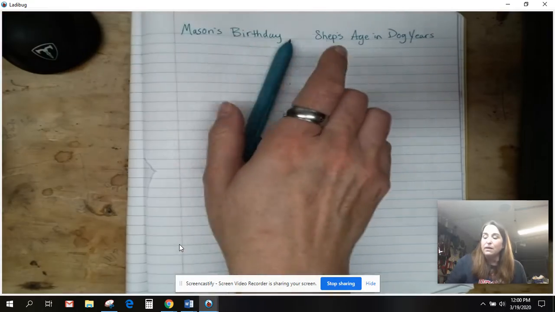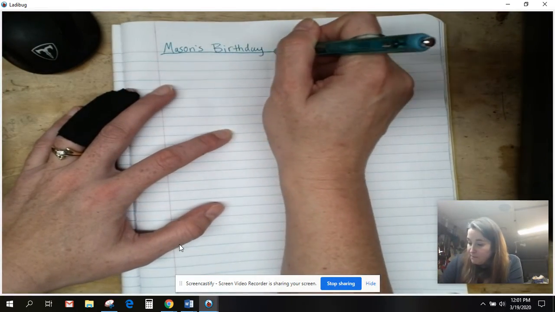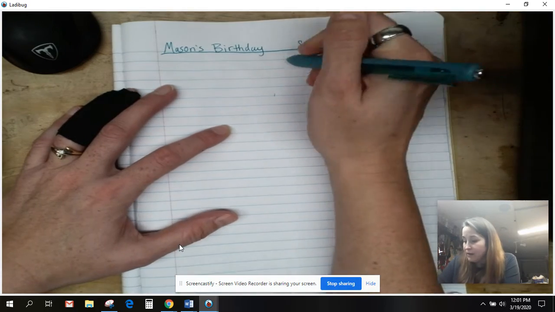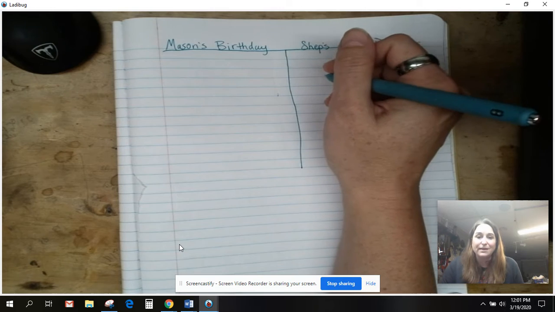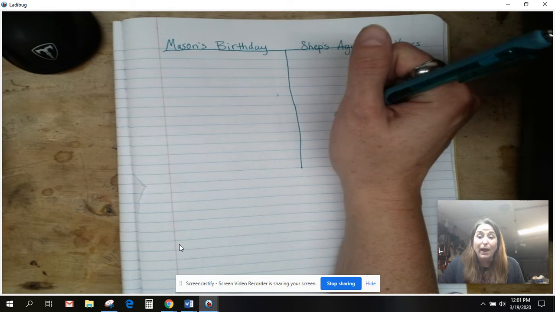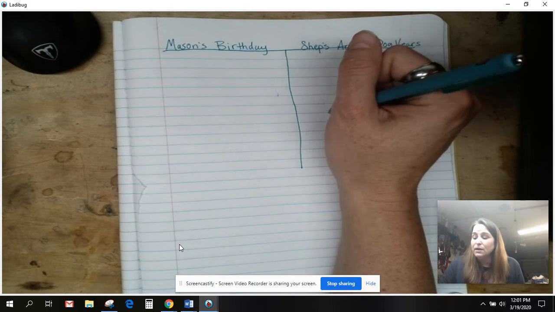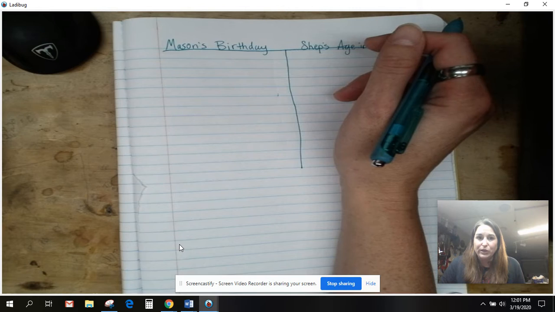So the first place I thought about was creating a table. So Mason's birthday and Shep's age in dog years. Something in class we talk about on a regular basis is organization in math. If you're not organized, it's a very easy way to lose your math, get confused, not get the correct answer. So really being organized is going to help us in any mathematical situation.